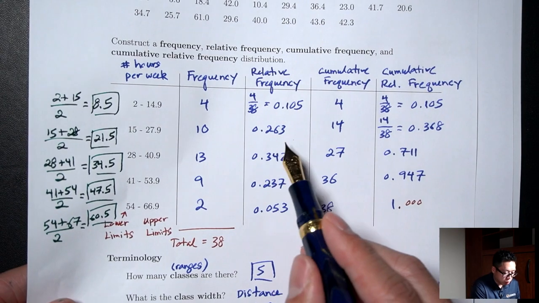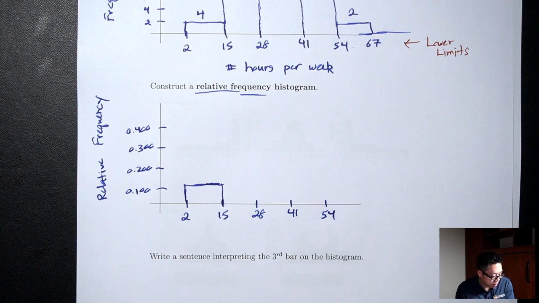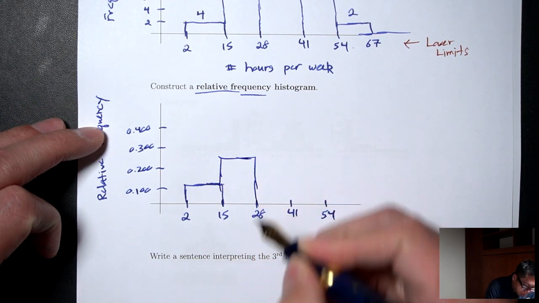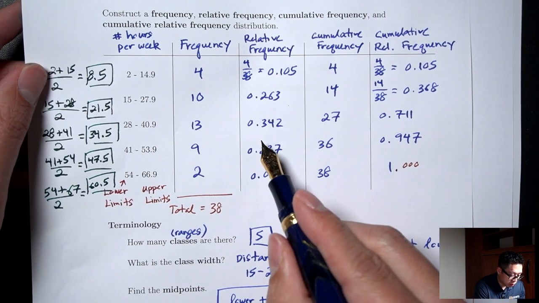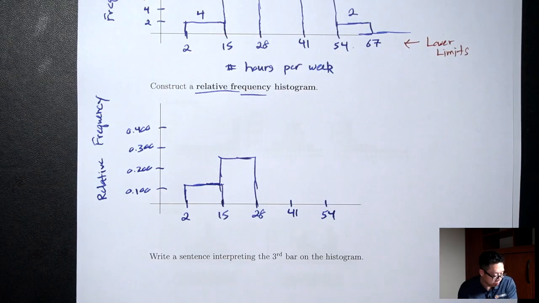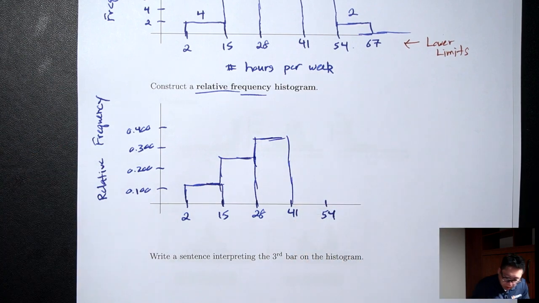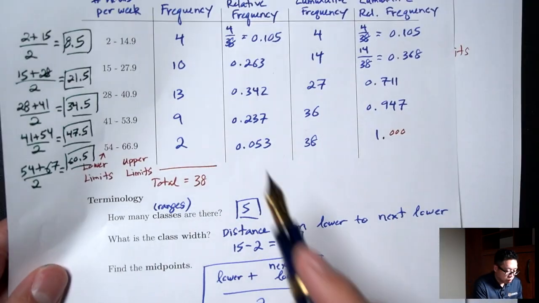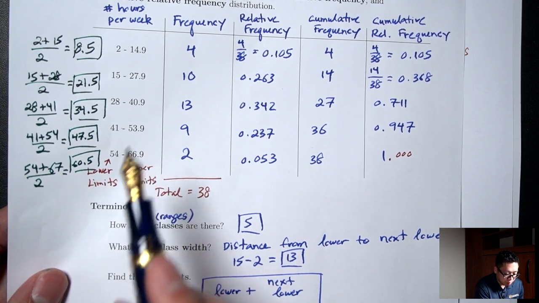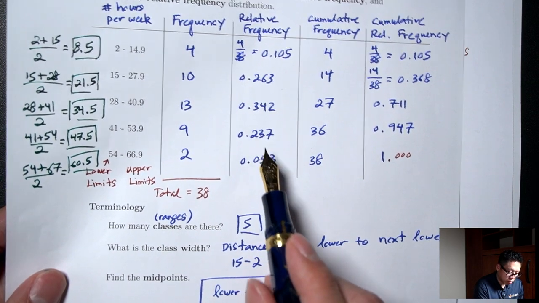Next up is 0.263. That should be over the range 15 to 28. Next up is 0.342. That should be over the range 28 to 41. Next up, 0.237, that's going to be over the range 41 to 53.9, which is about 54. So over 41 to 54, 0.237.